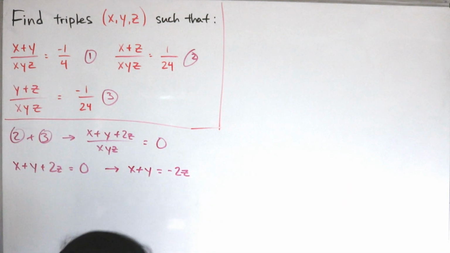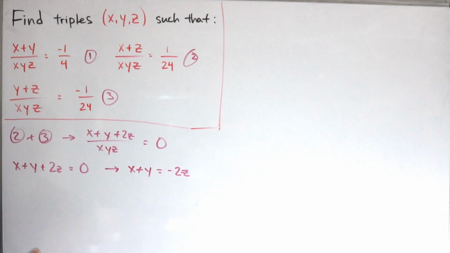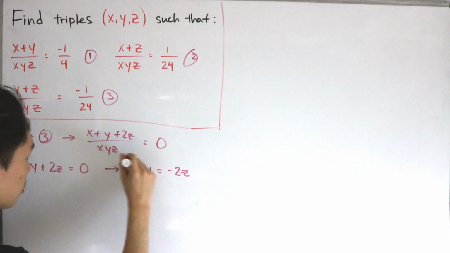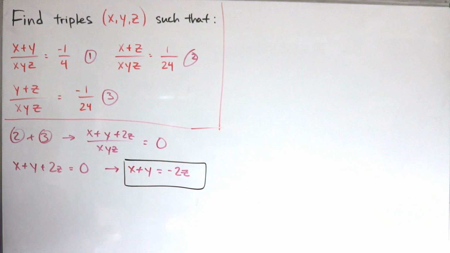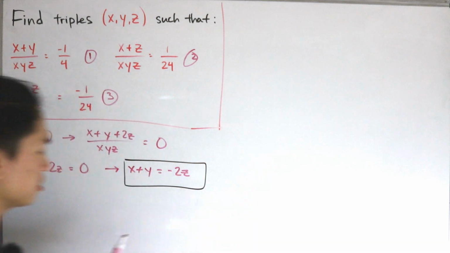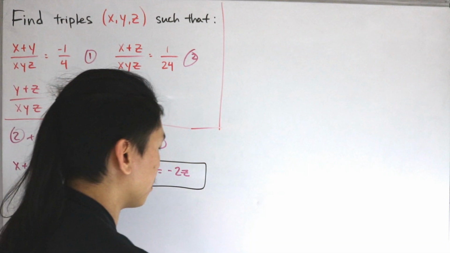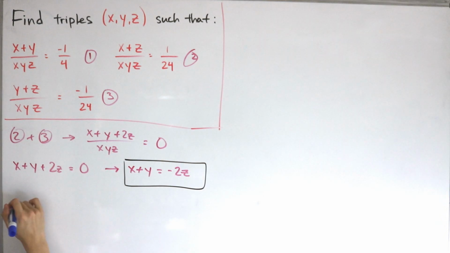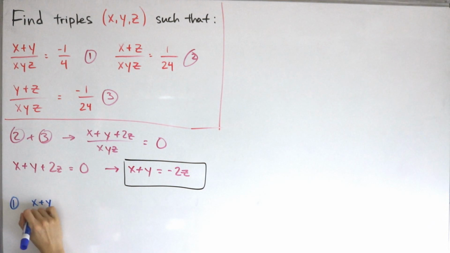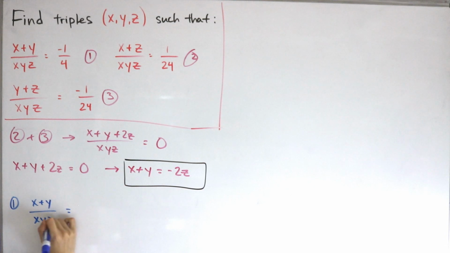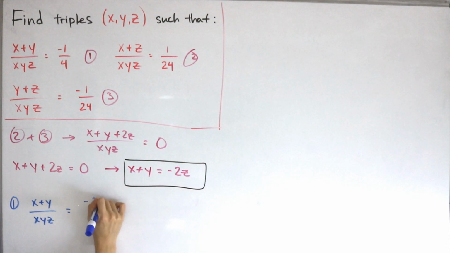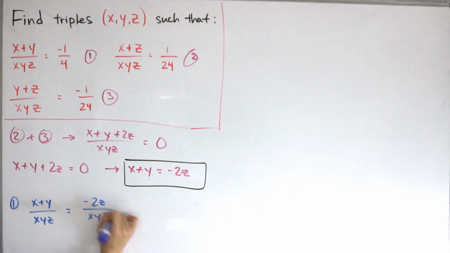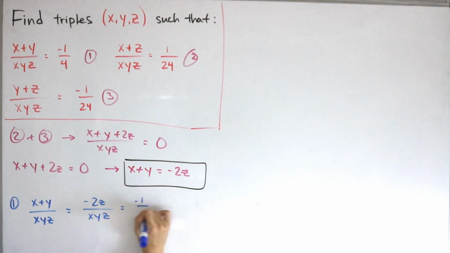Okay, so with that in mind, this is not the final answer, but I'll box this equation just so it's of some importance. Now let's continue forward to the next step, which is going back to (x plus y) divided by xyz equals negative 1 over 4. I could have just called this equation number 1. So from equation 1, (x plus y) divided by xyz, we just put in that substitution: negative 2z divided by xyz is simply equal to negative 1 divided by 4.